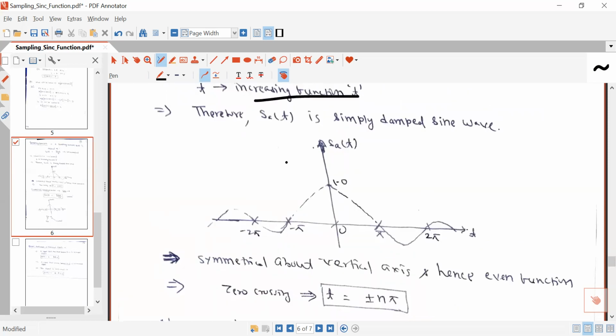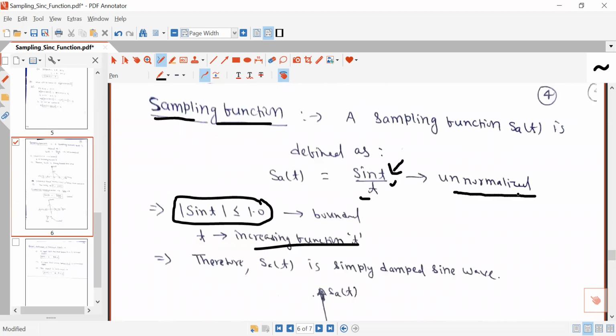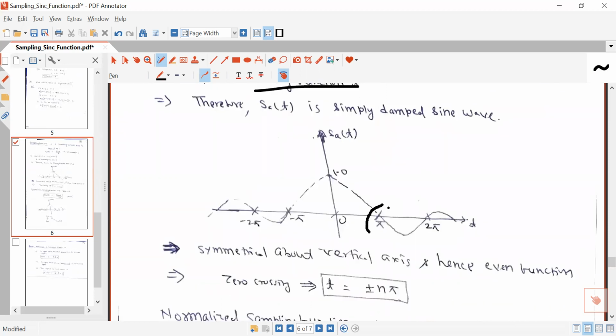And this is unnormalized. You can normalize the sampling function just by converting this pi to pi times an integer. In the sampling function, the zero crossing is at plus minus n pi. Here n is any integer except 0. It can be plus pi, 2 pi, plus 3 pi, plus 4 pi, minus 2 pi, minus 3 pi. This is the sampling function.